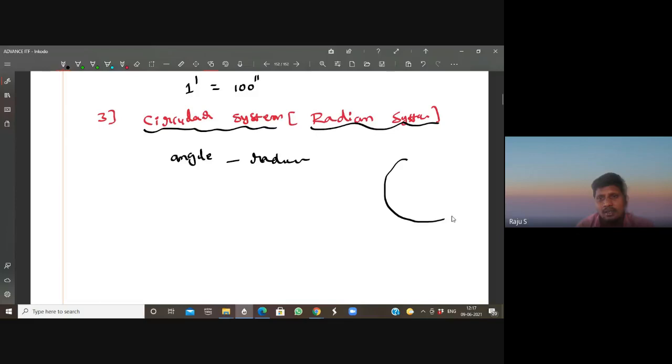Like we can take a circle. Here, if you take a circle, what is the center? I am taking any center, say C as the center. Here a radian is the angle subtended at the center of the circle by an arc whose length is equal to the radius of the circle.